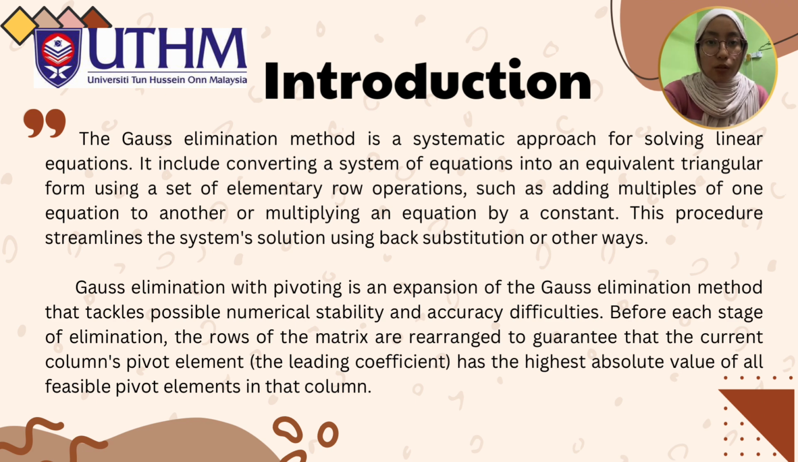There are 2 ways to solve linear equations, which are Gauss elimination and Gauss elimination with pivoting. The Gauss elimination method is a systematic approach for solving linear equations. It includes converting a system of equations into an equivalent triangular form using a set of elementary row operations, such as adding multiples of one equation to another, or multiplying an equation by a constant.